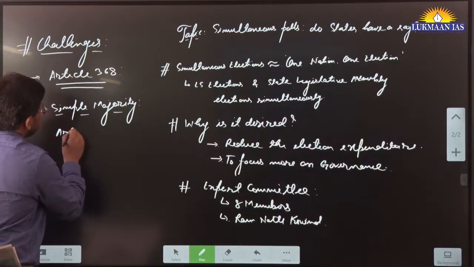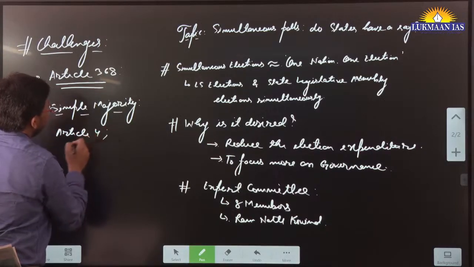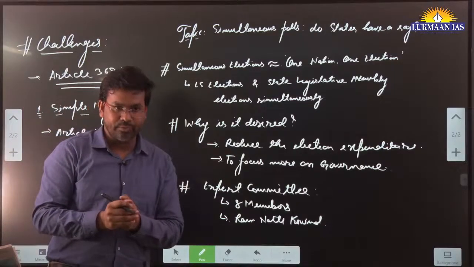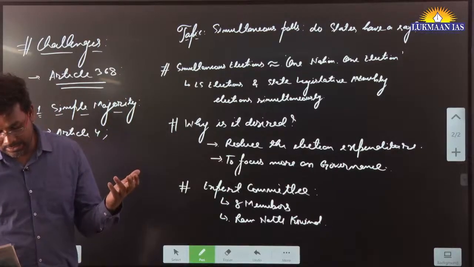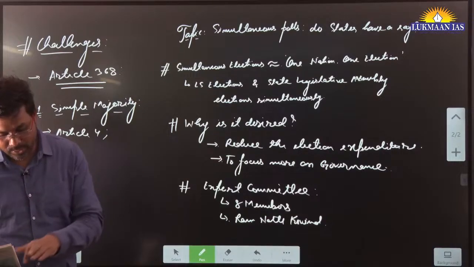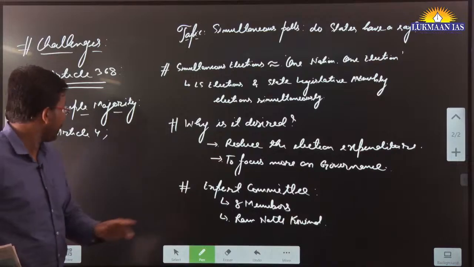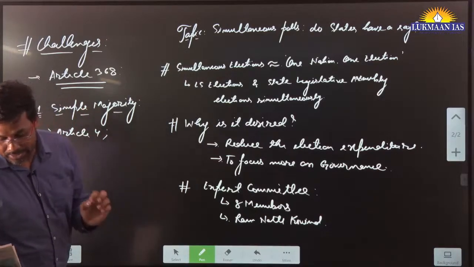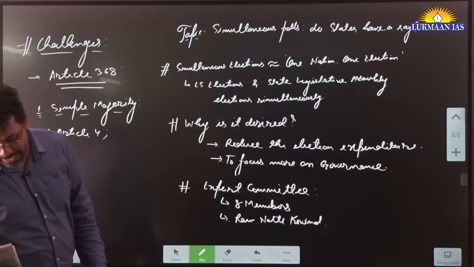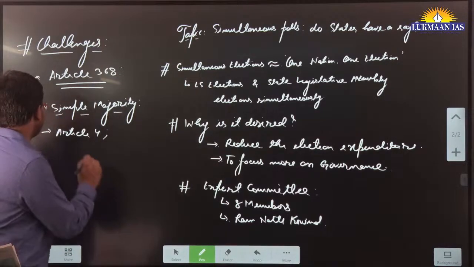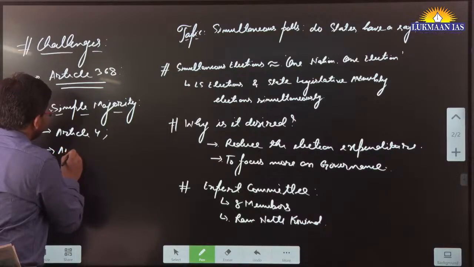So they have mentioned article 4. If we want to amend article 4 of the Constitution of India, it talks about organization of states. So changes related to organization of states can be amended using simple majority. They have also mentioned article 169, abolition or creation of legislative councils of state.